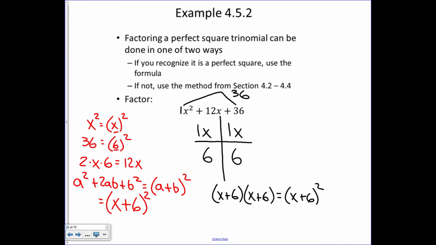So both methods will work, and whichever you're most comfortable with is the one you should use. For the remainder of these examples, I'm going to show you using the old method from the previous section. But if you can recognize these problems and use the formula, it'll be a lot faster.